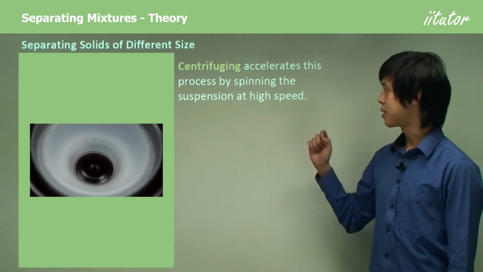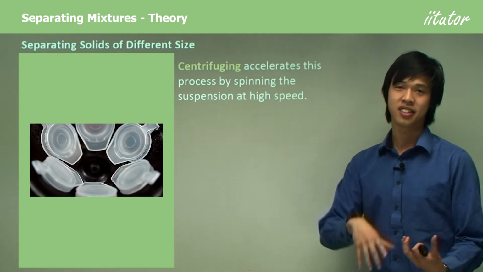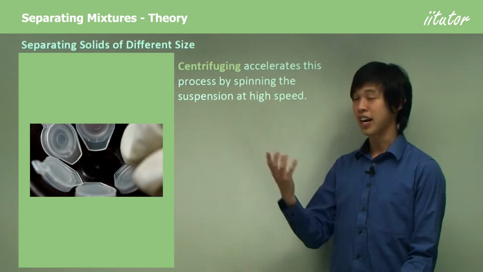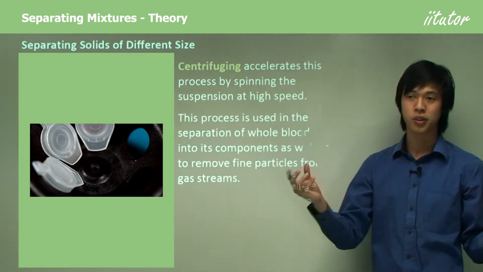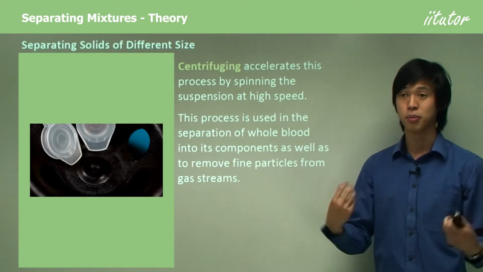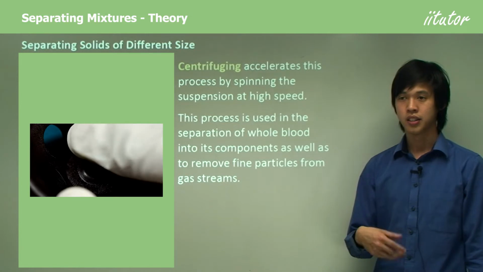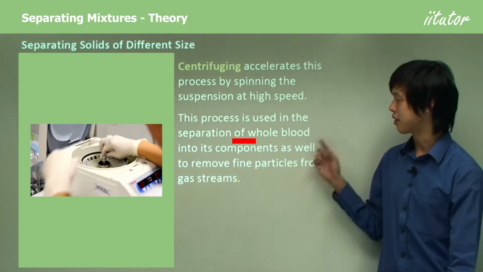What it does is it spins the suspension, so it spins the liquid at very high speed. I'm sure you've seen this in sci-fi movies and things like that. You put it in this little container and it spins at very high speed. What happens is when you spin it, it essentially imparts a force on each of these particles. And because some are more dense, they'll fall to the end of the tube faster than the less dense particle. So centrifuging is used to separate solids in a suspension. And what we do is we use it in the separation of blood.